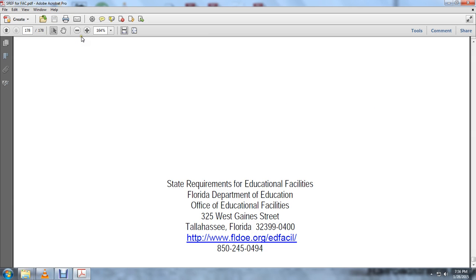State requirements: educational facility, the Florida Department of Education, Office of Educational Facilities, 325 West Gaines Street, Tallahassee, Florida 32399-0400, 850-245-0494.